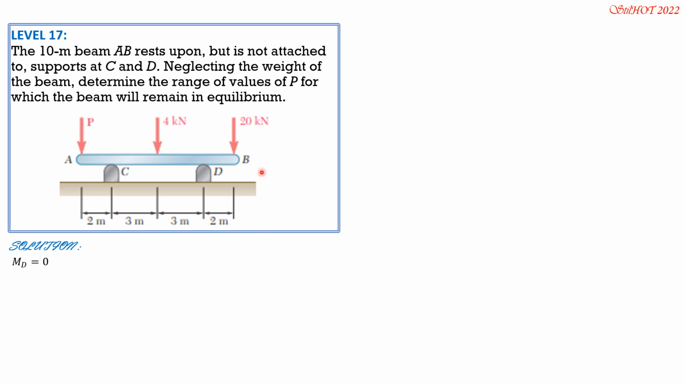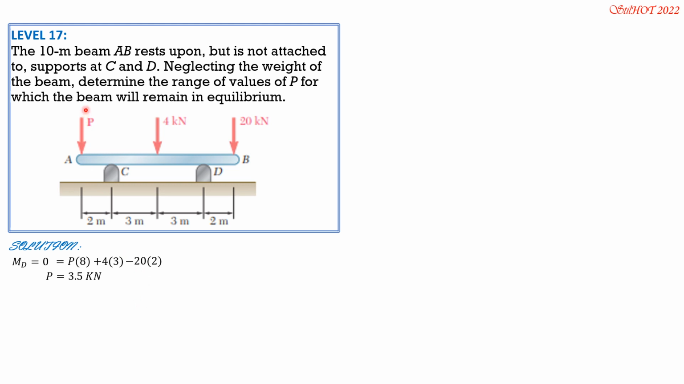So considering counterclockwise positive, 0, moment at D 0 equals P times 8 plus 4 times 3 and minus 20 times 2. So the reaction at D is not important because we set moment at D 0. And there's no reaction at C, of course. Solving for P minimum, P is 3.5 kilonewtons.